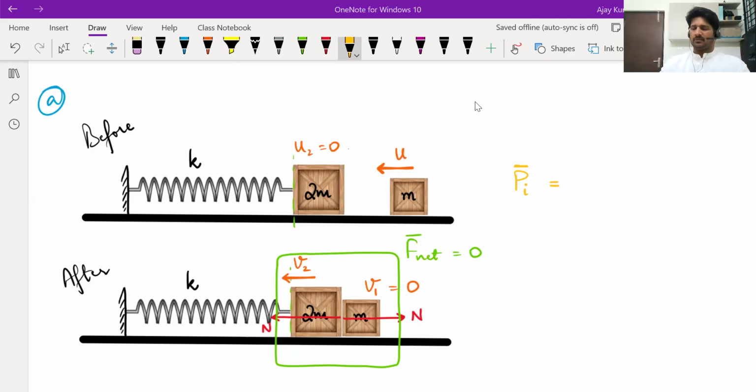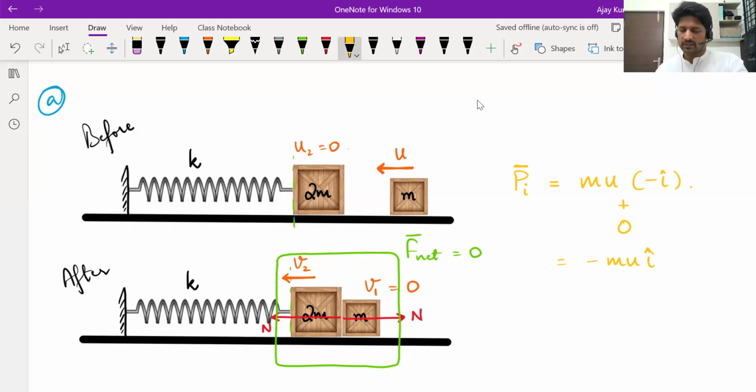Vanilla, tell me how much is the initial momentum of the system? Mass into initial velocity, sir. Okay, so it will just be mu. It is to the left, so minus i cap. Momentum is a vector quantity. The other object, 2m, didn't have any momentum initially. So total initial momentum is minus mu i cap. Rishi, is this clear? Yes, sir. Okay.